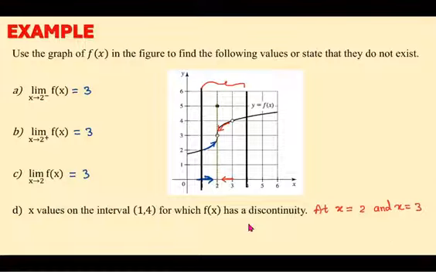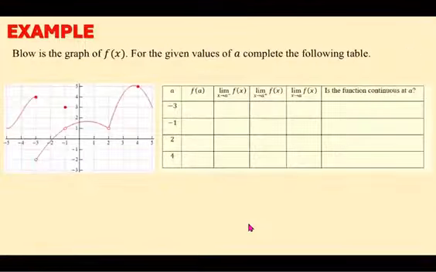Okay, let's look at one more example. So here we have the graph. Below is the graph of f of x, which is given to you. For the given values of a, these are the different values of a, we have to complete the table. Let's see how we can do this.